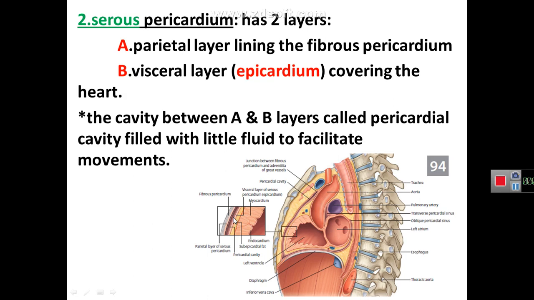And the space between the parietal layer of the serous pericardium and visceral layer of serous pericardium, this space is called pericardial cavity, which is a potential cavity that is filled with a thin amount of fluid to facilitate the movement of the heart during contraction.